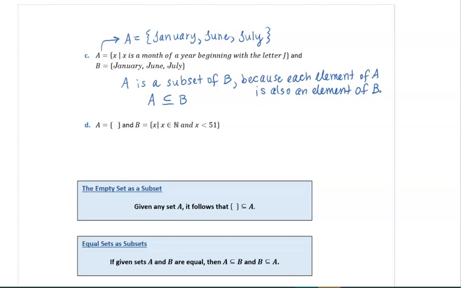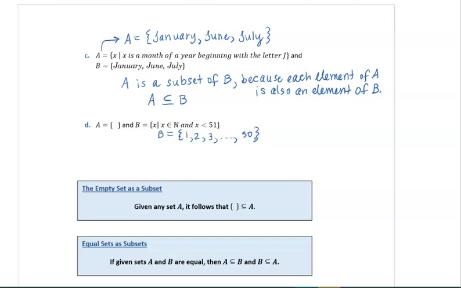Part D. A is the empty set, and B is the set of all X such that X is an element of the natural numbers and X is less than 51. In roster method, set B would look like this. We have the natural numbers that are less than 51, so it'd be the numbers 1 through 50.